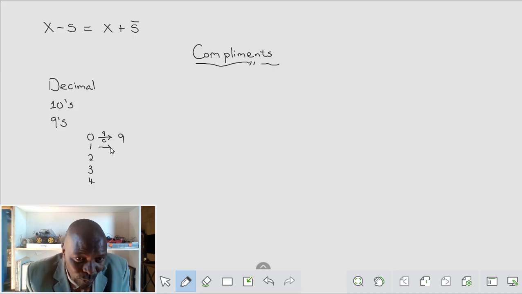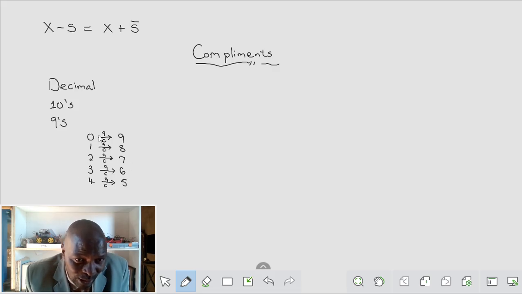The 9's complement of 1 is therefore 8, because 8 and 1 would give us 9. The 9's complement of 2 would give us 7. Why? 2 and 7 give us 9. The 9's complement of 3 will therefore be 6, and it goes without saying that the 9's complement of 4 will be 5. Why didn't I continue? Because from that point on, it's back to back. The 9's complement of 5 is 4. The 9's complement of 6 is 3.